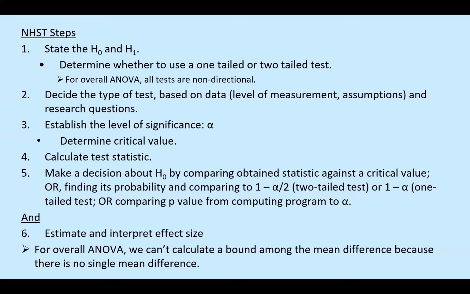Establish the level of significance and use the degrees of freedom to determine the critical value. Four, calculate the test statistic. And five, make a decision about the null hypothesis. And then after we have finished the null hypothesis significance test, we'll estimate the effect size. For the omnibus test, we do not calculate the confidence interval.